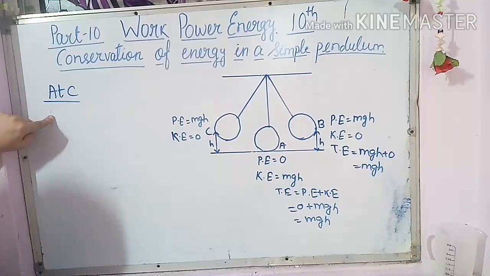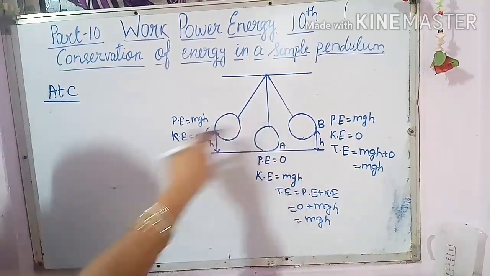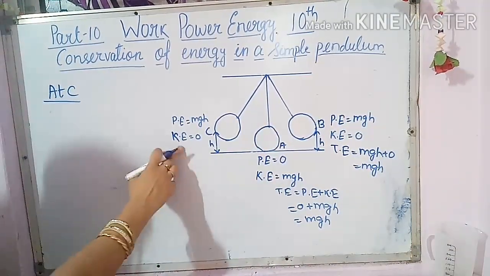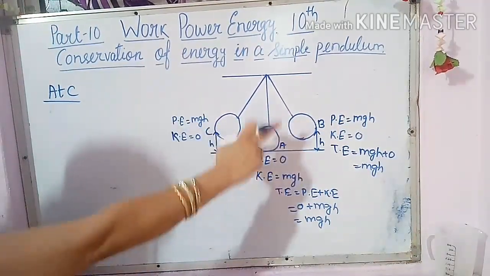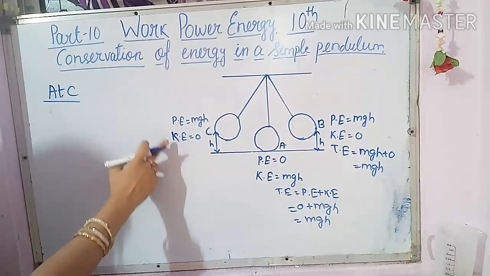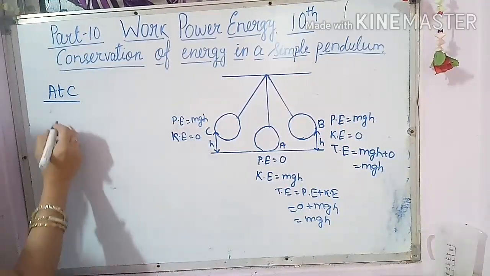Now children, let's see the mechanical energy at the position C. Now children, see at the point C. So what happened? Again the same condition will repeat here. Here again the kinetic energy turns to 0 because it is the final position. Again it will turn back. So that's why here kinetic energy is 0, potential energy is mgh.